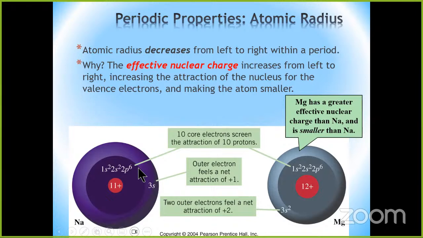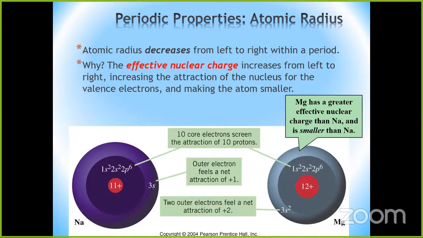So the shielding effect will be the same for sodium and in the case of magnesium, because they have the same number of inner core electrons. But the difference is that now the nucleus has 1 more proton, so the nuclear charge is greater here compared to here. So even though you have the same shielding effect, the greater nuclear charge will have a greater pull on the outermost electrons, and therefore the magnesium atom will be of a smaller size compared to the sodium atom. And that trend continues in that period. In that case, it's period 3.